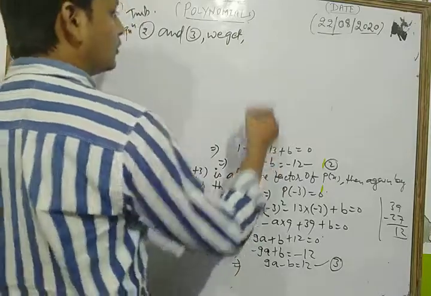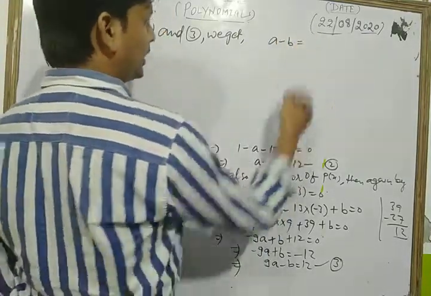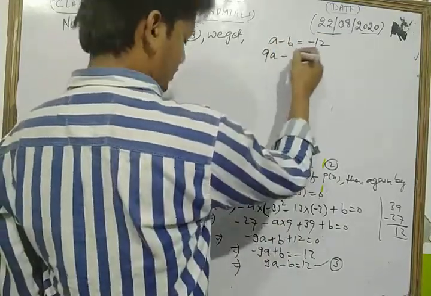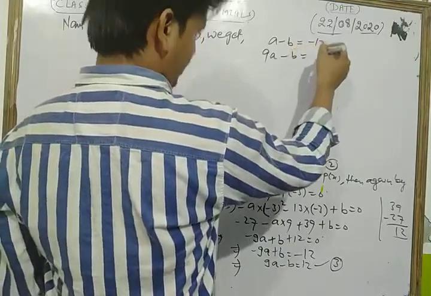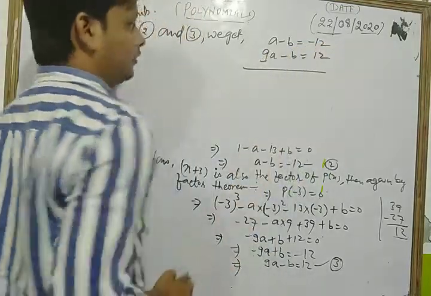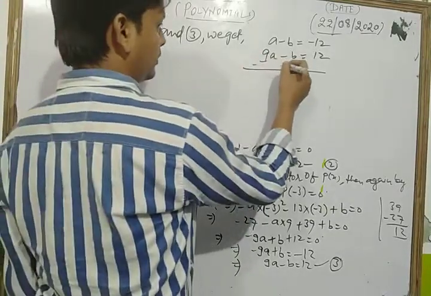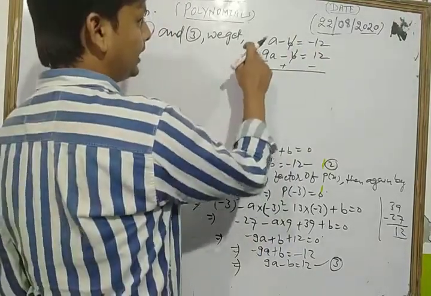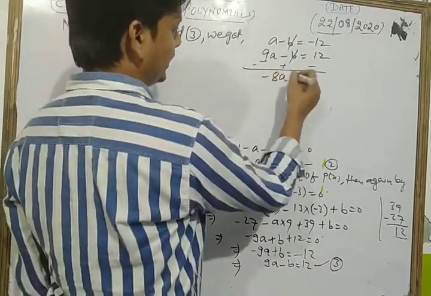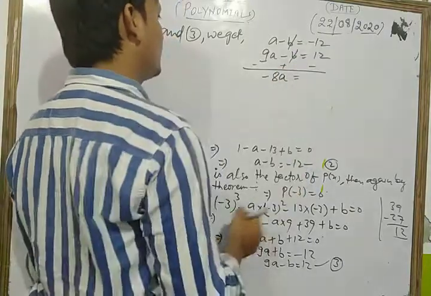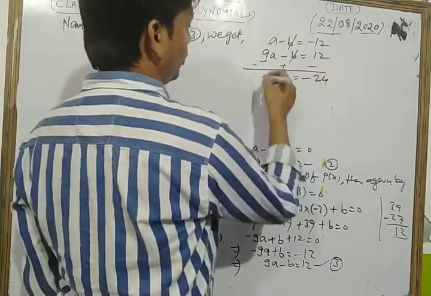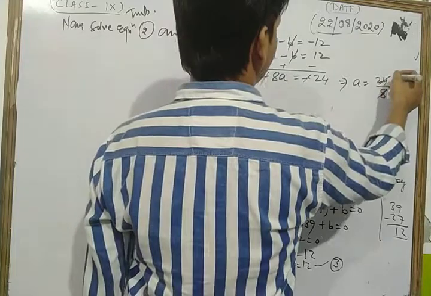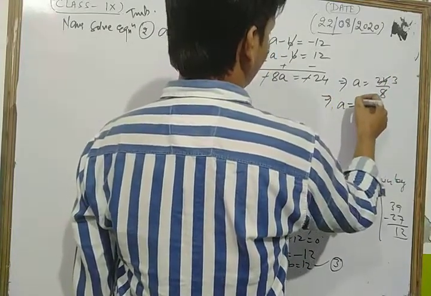Equation 2 is what? A minus b is equal to minus 12, right? The second one is 9a minus b is equal to plus 12. Let's see. We change the signs: plus minus, minus plus, plus minus. Now the minus b and plus b cancel each other. Now minus 9a plus a is minus 8a, is equal to minus 12 minus 12, that is minus 24. Minus minus cancel each other, so the value of a is equal to 24 by 8, as 8 3s are 24, so the value of a is equal to 3.